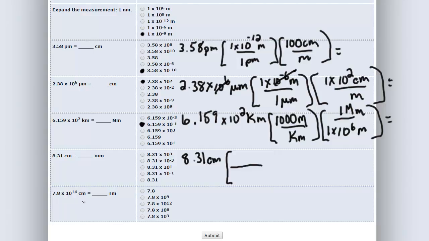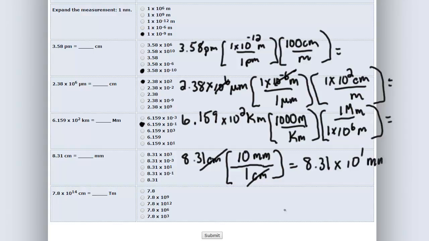Like if you knew that there were 10 millimeters in 1 centimeter, go ahead and use it. 10 millimeters in 1 centimeter, this is a one-step problem. You just cross that out, 8.31 times 10. So it's going to be 8.31 times 10 to the 1 millimeters. And just bam, you're done. You don't have to do it the other way. There are more than one ways to solve problems.